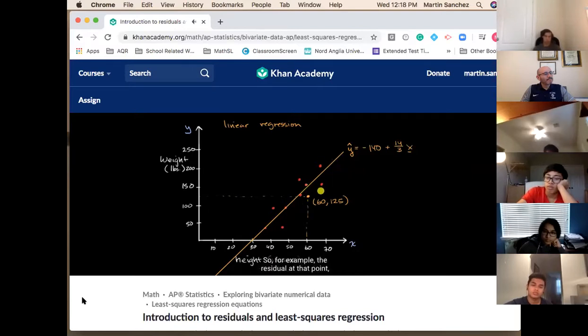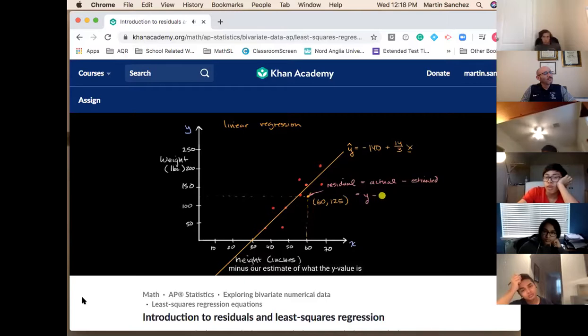You write that down. So for example, the residual at that point is going to be equal to, for a given x, the actual y value minus the estimated y value from the regression line for that same x. Or another way to think about it is, for that x value, when x is equal to 60, we're talking about the residual just at that point, it's going to be the actual y value minus our estimate of what the y value is from this regression line for that x value.